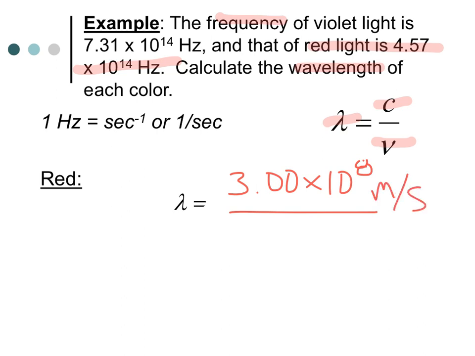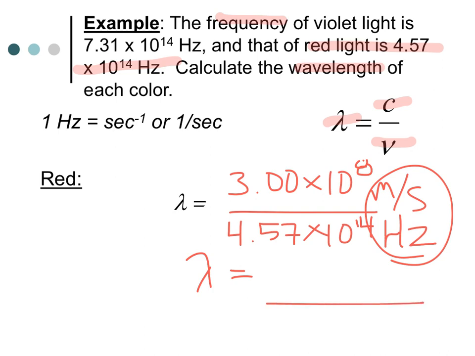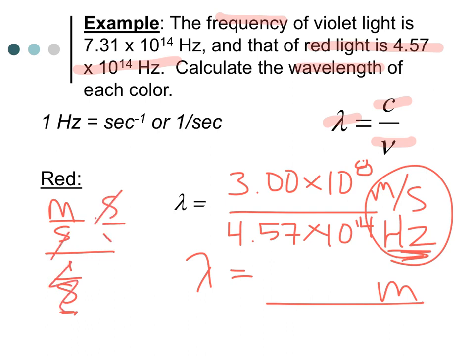On the bottom will be our frequency, which for the red light is 4.57 times 10 to the 14th hertz. First question, what will be the unit for my final answer? It would be meters. The meters per second has the second canceling out because the hertz was the same thing as an inverse second. So that second ends up canceling out when you do the reciprocal, and so you just have meters for that final answer.